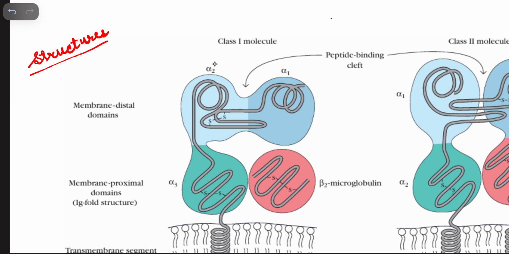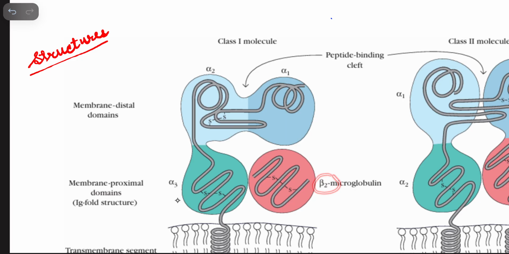MHC class 1 molecule consists of 4 subunits: alpha 1, alpha 2, alpha 3 and beta 2. The four subunits are obviously peptides, and together they comprise the class 1 molecule. The class 1 molecule consists of majorly two important chains: one is the alpha chain and one is the beta subunit. The alpha chain is an L-shaped chain which consists of the alpha 1, alpha 2 and alpha 3 subunits, whilst the beta subunit is composed of only one unit, beta 2 microglobulin.